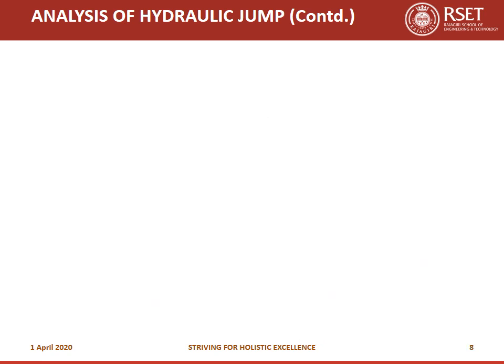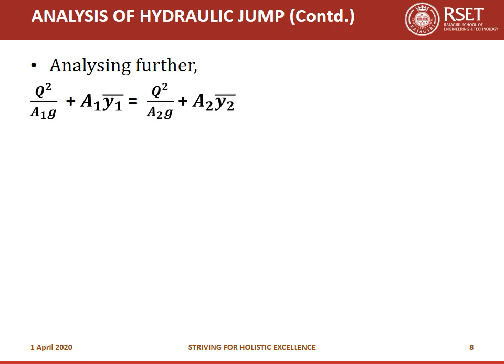Now we're going to continue with our analysis. Analyzing further, we found out that the specific force upstream and downstream of the hydraulic jump was the same. So I've written Q squared by A1G plus A1 Y1 bar is equal to Q squared by A2G plus A2 Y2 bar. Now we know that A1 is width into depth, so B into Y1, and A2 is B into Y2. We also know that Y1 bar is Y1 by 2 and Y2 bar, which is the centroid of Y2, is Y2 by 2. So I'm going to substitute these two terms, and I'm considering a rectangular channel here.